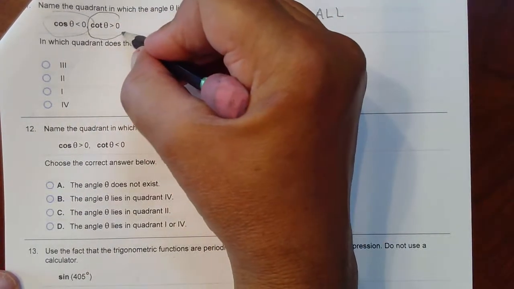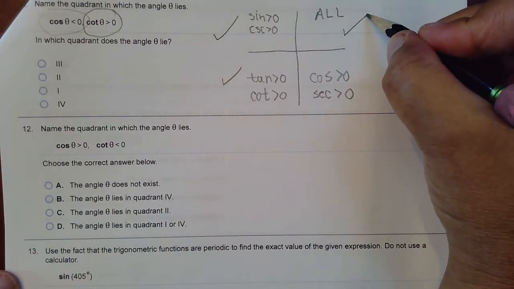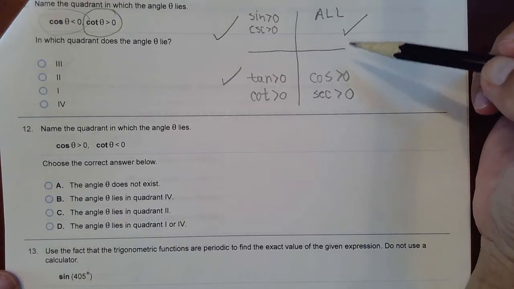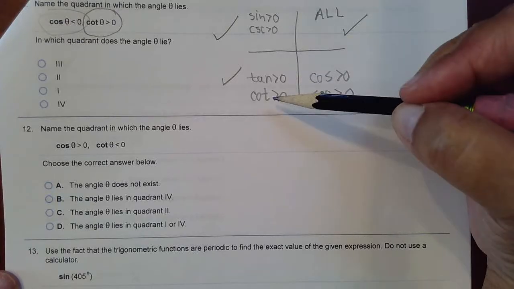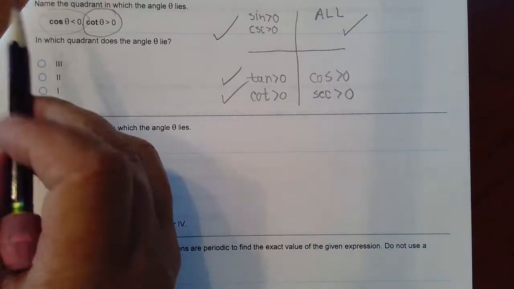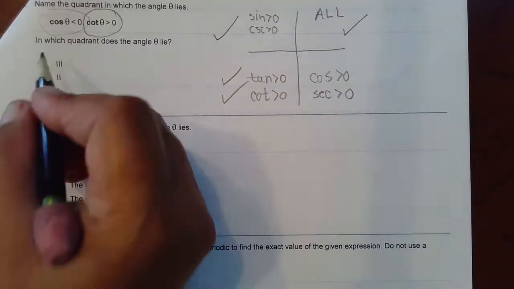Now let's go look for where this condition is satisfied, cotangent being positive. That would be here, where all trig functions are positive. And then let's see, by the time you get over here, let's see, where else is cotan positive? It's here and also here. Okay, so now looking at this, the only quadrant that satisfies both cosine being negative and cotan being positive is in quadrant 3. Same question for number 12.